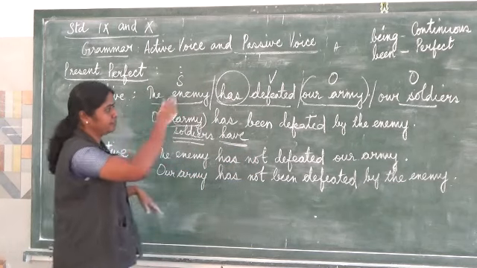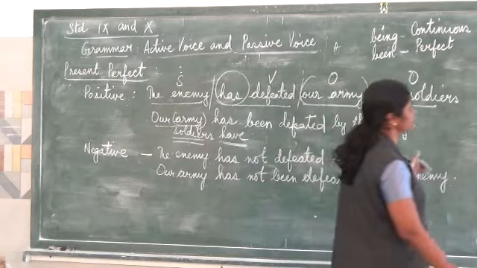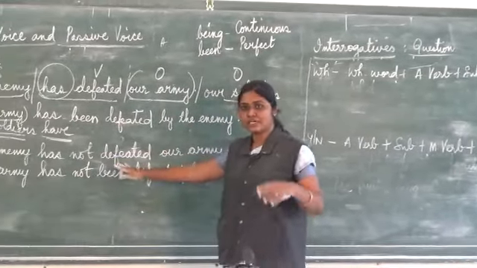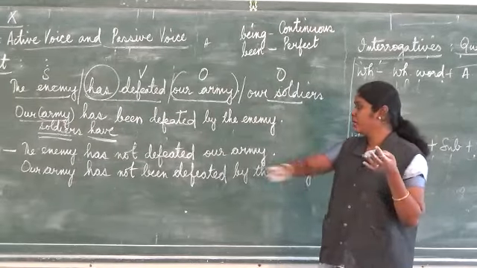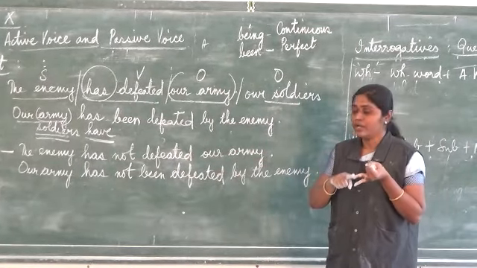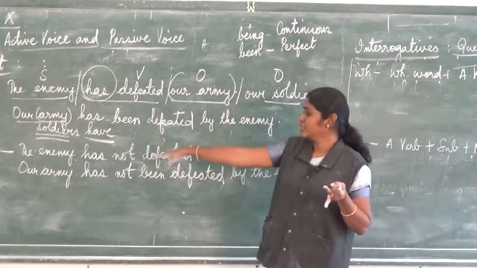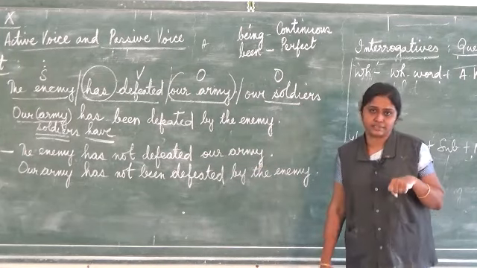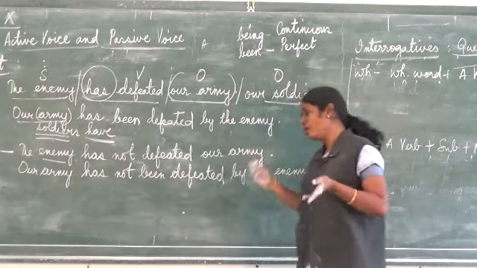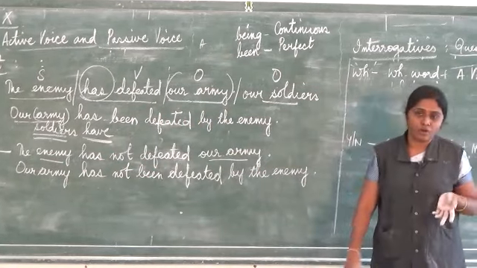Okay, now the next kind of sentence is WH question. How can you frame WH question for this? Two questions you can form. Who defeated our army? That is one question. Or whom has the enemy defeated? You can frame the question with the subject, or you can frame the question with the object.